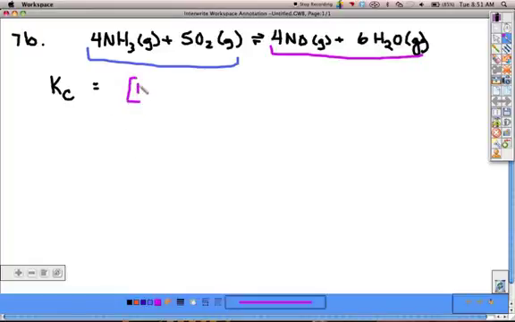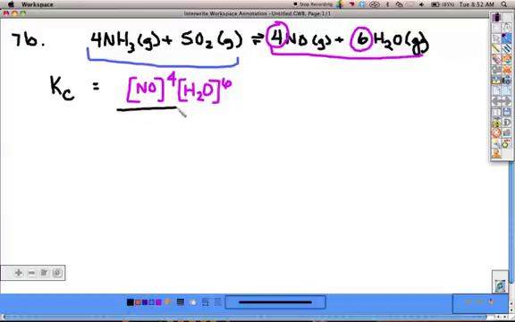So I'm going to have the concentration of NO raised to the power of its coefficient. So its coefficient is 4. I'll raise the concentration of NO to the power of 4. And then I'm going to multiply that by the concentration of water in its gaseous form raised to the power of its coefficient, which is 6. So concentration H2O raised to a 6.